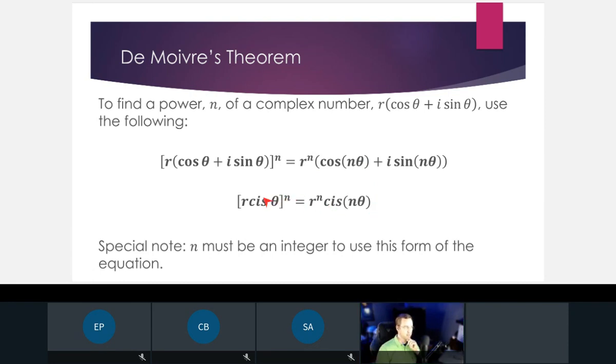So again, when you have a complex number, it must be in polar form, which it is here, raised to the nth power. To calculate this, you are going to raise the r value to that exponent, and then you're going to multiply the angle by that exponent. And then that's your answer. It's that easy.